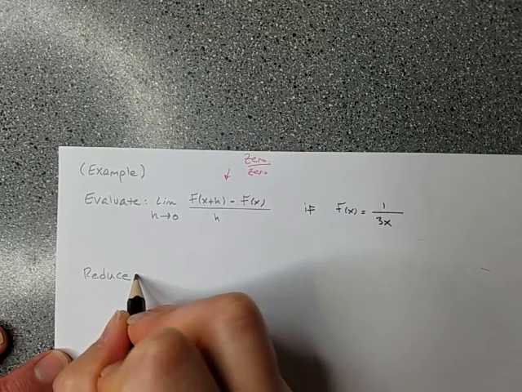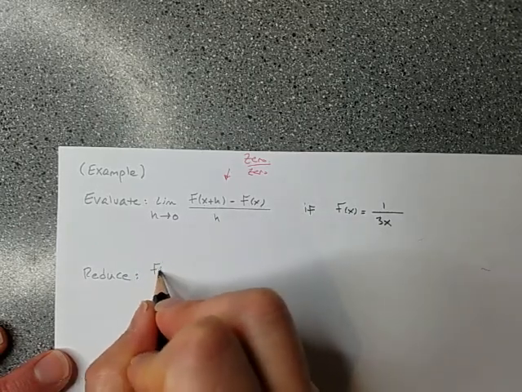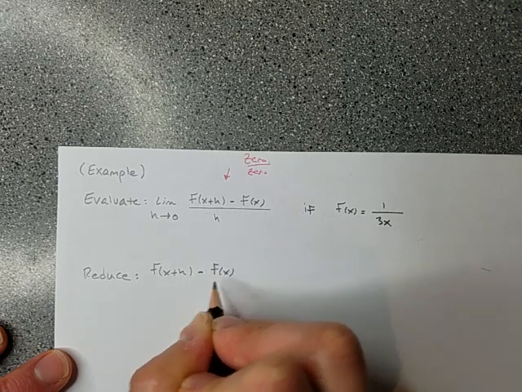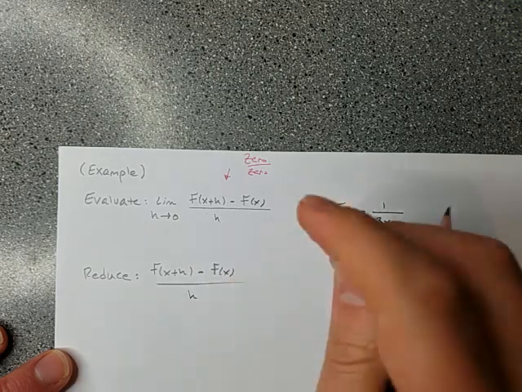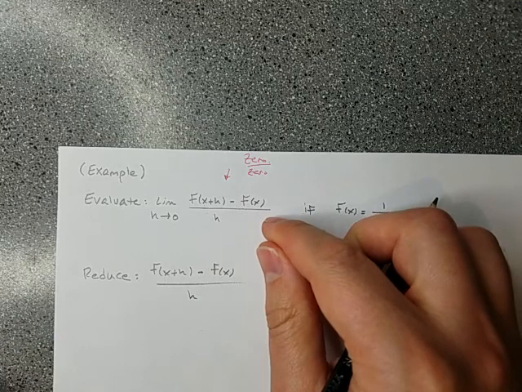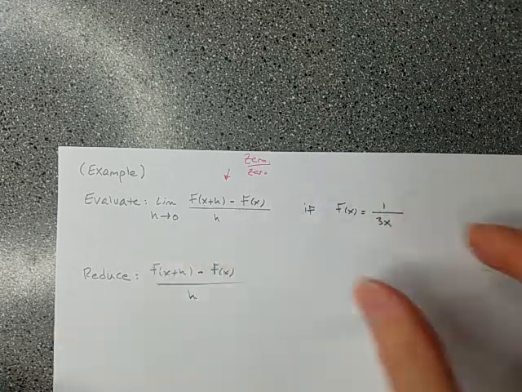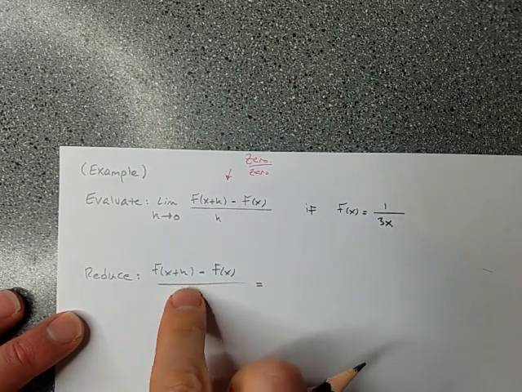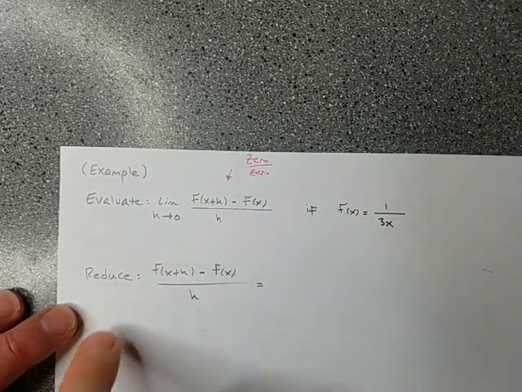So I need to take this, and this here is called the difference quotient, and it'll have important relevance for us later on. For now, I'm just going to show you how to work with it. I got to figure out what this is for that function in order to reduce it.